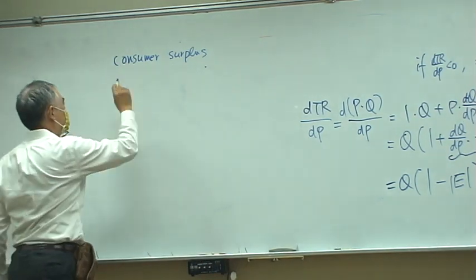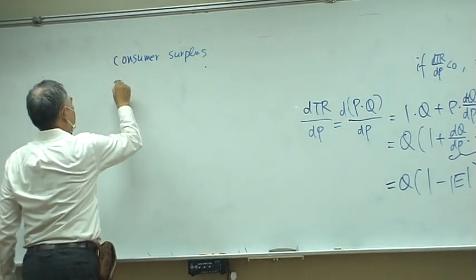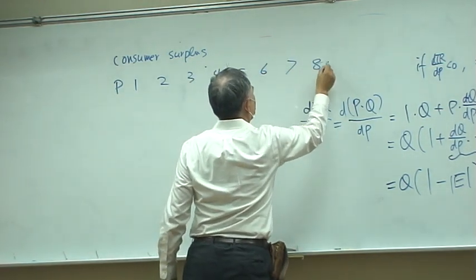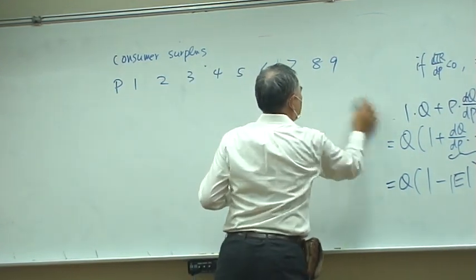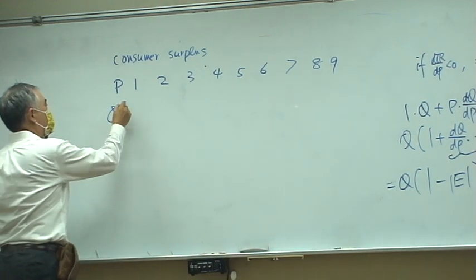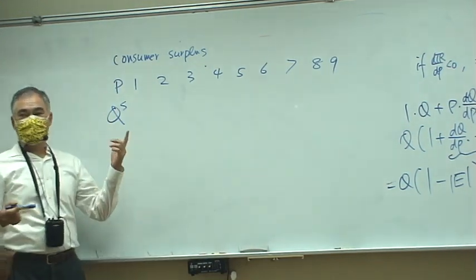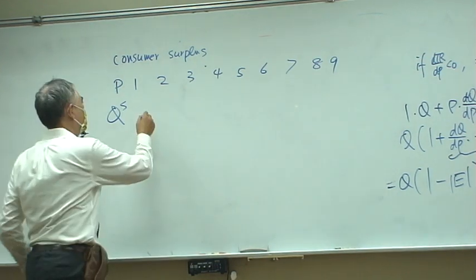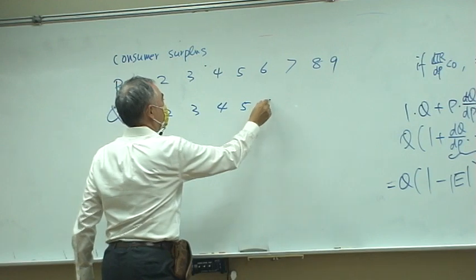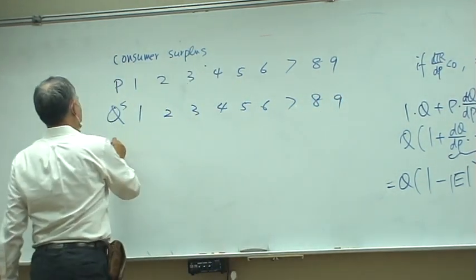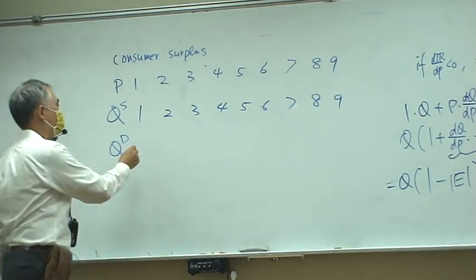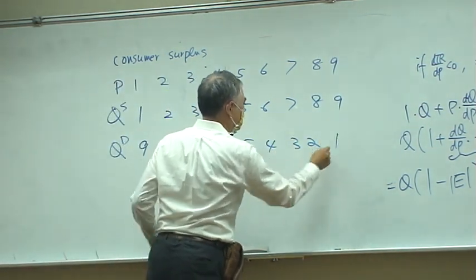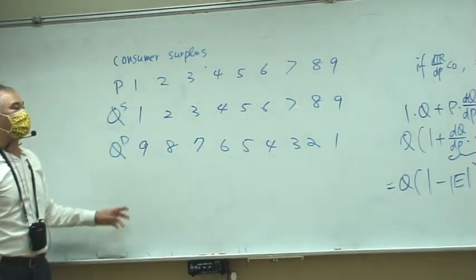So suppose we have a demand and supply function that looks like this. So we have prices 1, 2, 3, 4, 5, 6, 7, 8, 9. Okay? And then we have quantity supplied. The law of supply tells you that if the price goes up, you supply more. So we have 1, 2, 3, 4, 5, 6, 7, 8, 9. And then we have quantity demanded: 9, 8, 7, 6, 5, 4, 3, 2, 1.